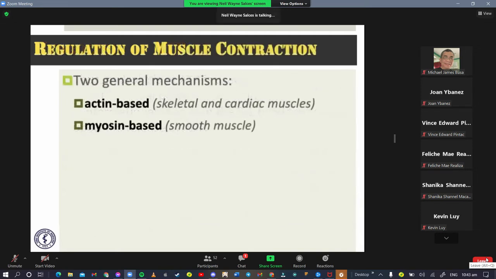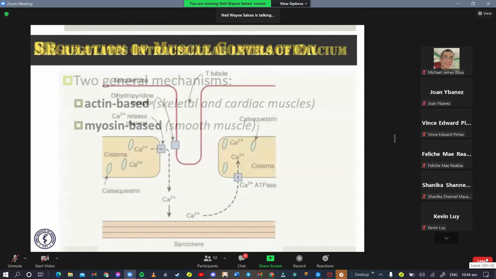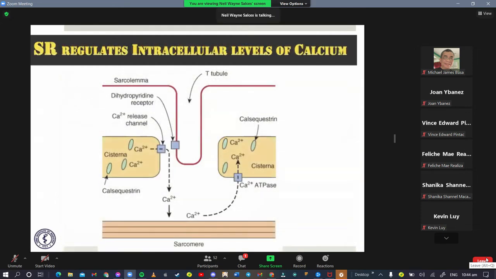So when we talk about regulation of your muscle contraction, there are two general mechanisms. An actin-based, which is unique to your skeletal and cardiac muscle, and myosin-based for your smooth muscle. So this figure is a diagram showing us the relationships among the sarcolemma, the plasma membrane, your T-tubule, and the two cisternae in your sarcoplasmic reticulum of the skeletal muscle.